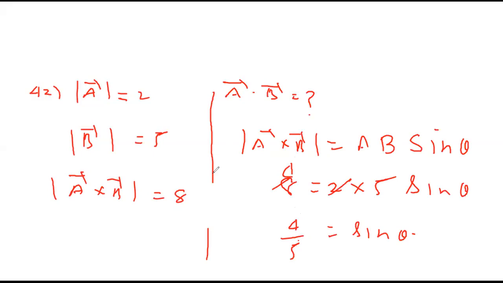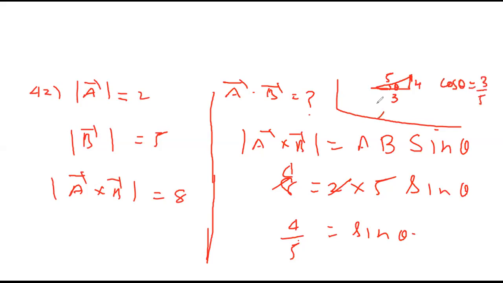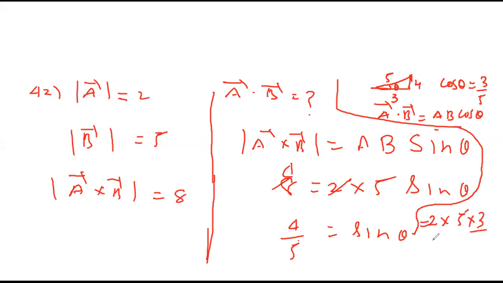In dot product, we require cosine. So whenever sine is given and you want cosine, you have to draw a right angle triangle. Here this is suppose theta. Sine theta is opposite side upon hypotenuse. So by Pythagoras theorem, this is 3. So cos theta is 3 upon 5. Now A bar dot B bar is AB cos theta. A is 2, B is 5, cos theta is 3 upon 5. 2 into 3, 6. Answer 6. Dot product is 6.